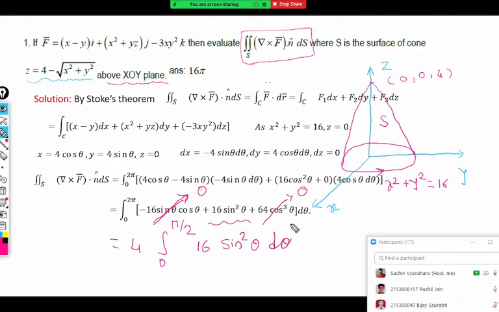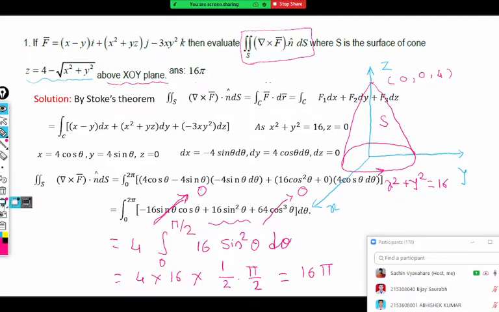Correct. And now we can use the Wallis formula. This 4 into 16 as it is, and by the Wallis formula we can say n minus 1 upon n, so 2 minus 1 is 1, into pi by 2. So the answer is 16 pi. That's the end of the question. 16 pi is the answer. So this is the value of that surface integral.